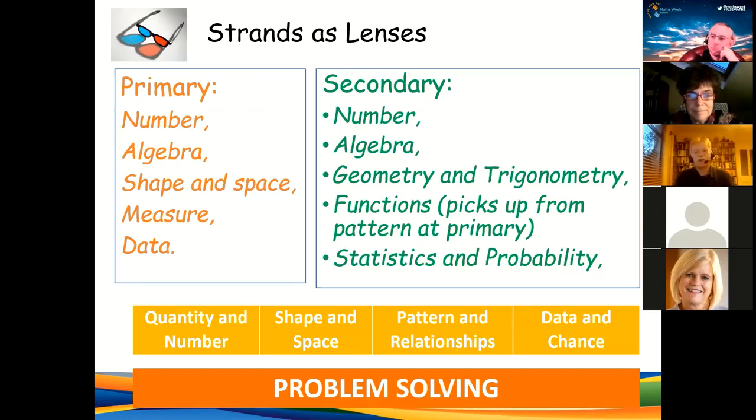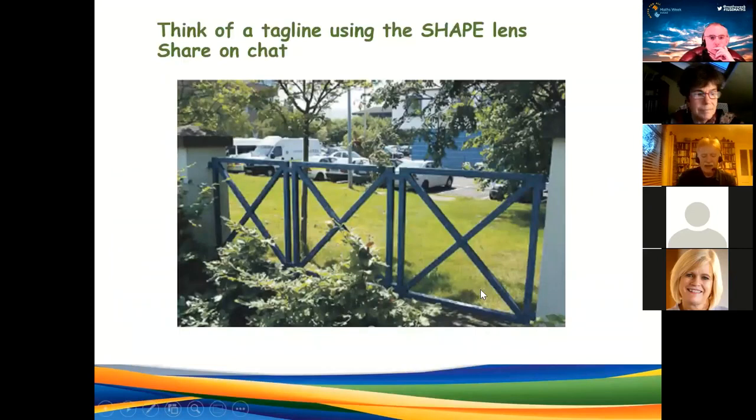So we're going to go to another activity. We're just going to show you a photo, and we're going to ask you to try to think of a tagline for a particular lens. This one is just a fence outside the guard station in Tala. We're going to ask you to come up with a tagline for the shape lens for this picture, and if you wouldn't mind popping it into the chat, that'd be brilliant. Sometimes instinctive is best, so whatever your first tagline is, pop it into the chat and we'll have a look.